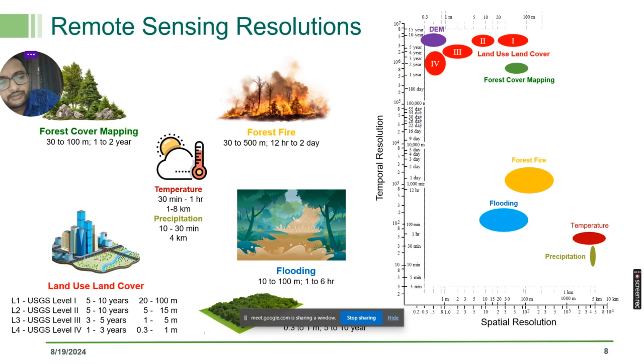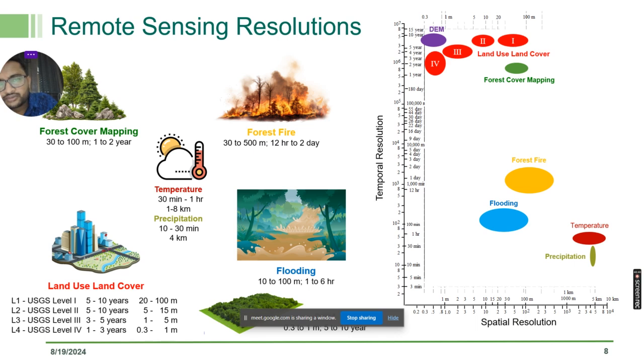Then if you want to monitor temperature or precipitation, these are phenomena that do not change drastically spatially, but temperature will change hourly. So we need a 30-minute to 1 hour scale in terms of temporal resolution, whereas in terms of spatial variability it will not change a lot. So we can go for 1 to 8 kilometers as well.